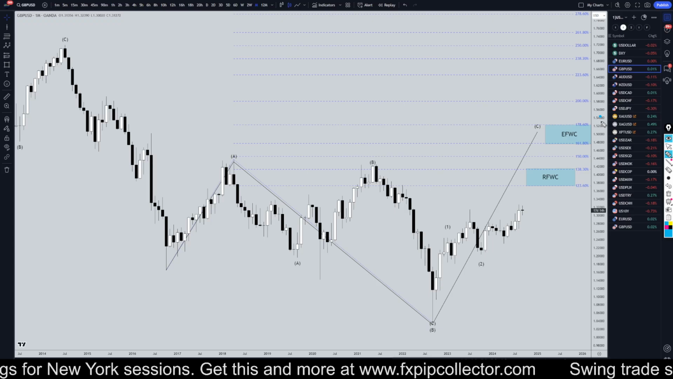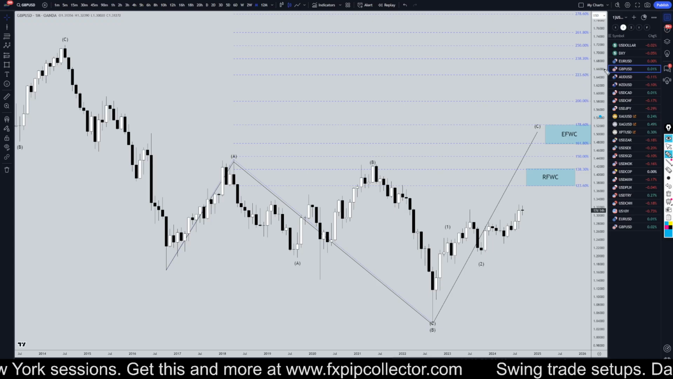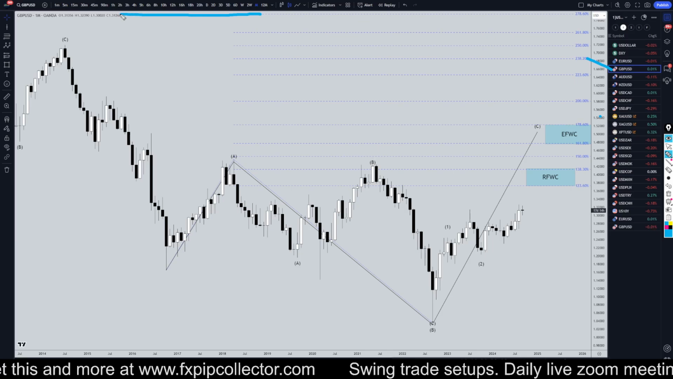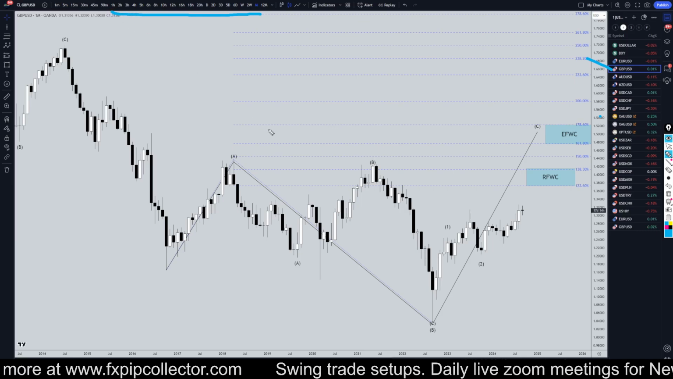Traders, today is Friday, September 13th, and I'm going to be analyzing the pound US dollar starting on the monthly, working my way all the way down to the 1 hour time frame for the full top down analysis.